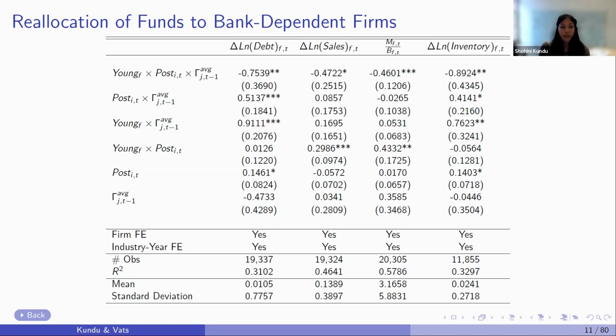Okay, so here we look at whether firms that are more dependent on banks as a source of external financing drive the aggregate response in economic growth. We use age as a proxy for dependence on external finance, and we show that younger firms are more responsive to foreign idiosyncratic shocks after banking integration. Specifically, we find that younger firms exhibit greater sensitivity of debt growth, sales growth, market to book ratio, and work in progress inventory growth to foreign idiosyncratic shocks relative to older firms after banking integration.